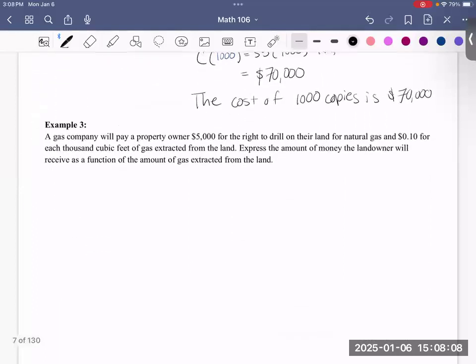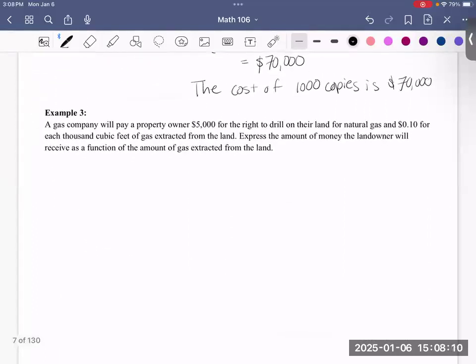Let's have you try our next one. It says a gas company will pay a property owner $5,000 for their right to drill on their land for natural gas and about 10 cents for each 1,000 cubic feet of gas extracted from the land. Express the amount of money the landowner will receive as a function of the amount of gas extracted from the land. Now, I'll give you a tidbit.